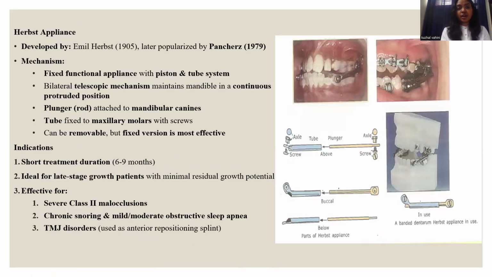So the first one would be a Herbst appliance. This Herbst appliance was popularized by Pancherz in 1979. It's a fixed functional appliance with a piston and tube system. Here you can see the piston and tube, the axle, screw, tube, plunger. So this is used as a component in advancing the mandible.